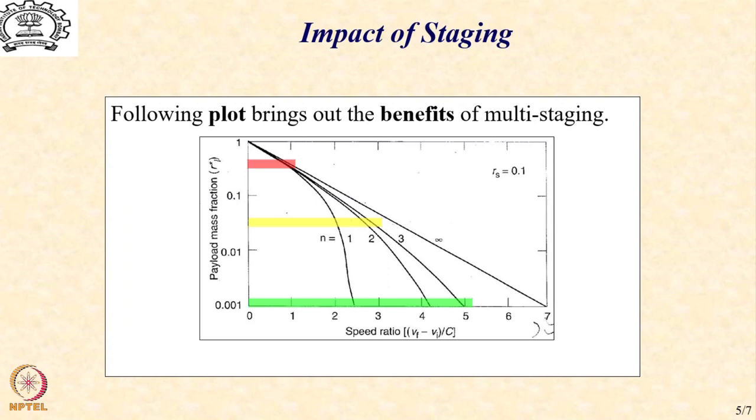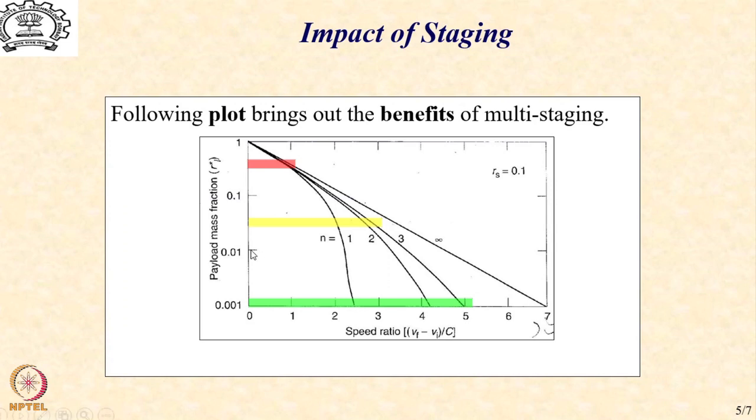which means for every 1000 kg of liftoff mass, I can get 70 kg payload, 70 times increase, just by going from one stage to two stage. Of course, I also see that if I go from two stage to three stage, the benefit is not very significant, even though we are using a logarithmic scale on the vertical side. Let us now argue the other way.